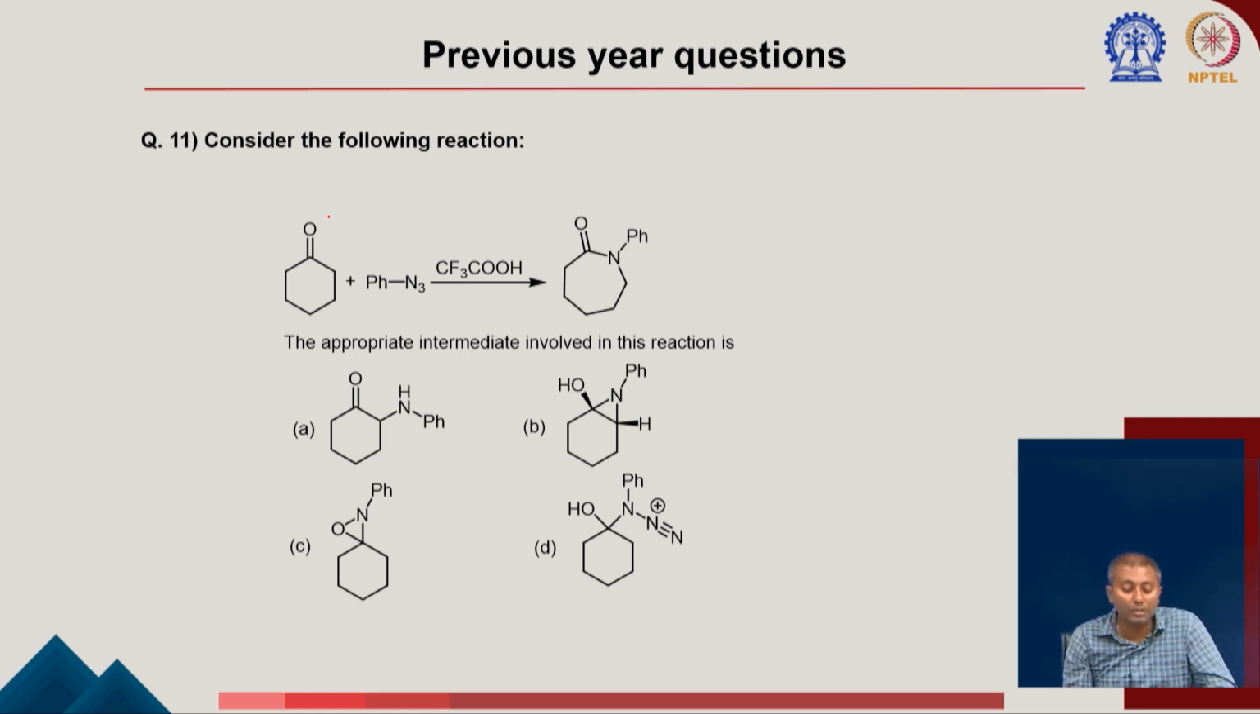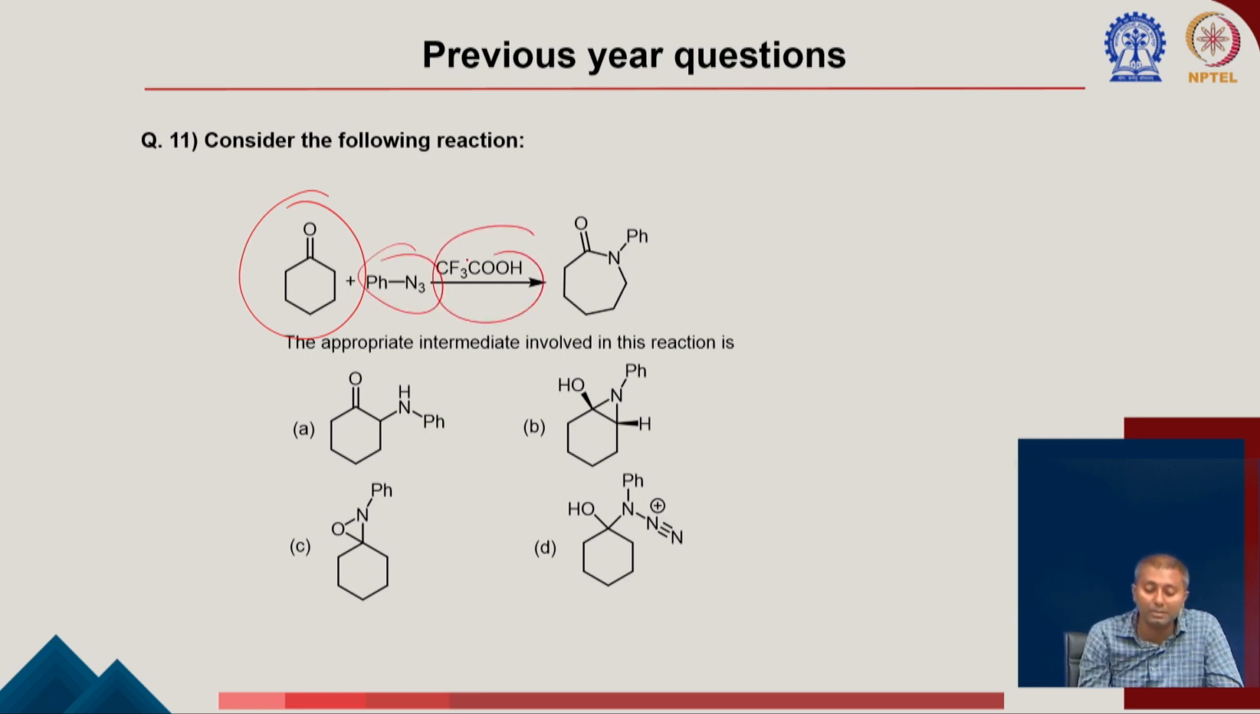In this reaction, what is going to happen if you take this phenyl azide and the cyclohexanone with trifluoroacetic acid? You end up forming this product. So, they are given the product. Now, what will be the appropriate intermediate involved in this reaction, from which you can get to the product? You can think about the Schmidt reaction, which I covered, I think, when I was talking about the nitrene part.